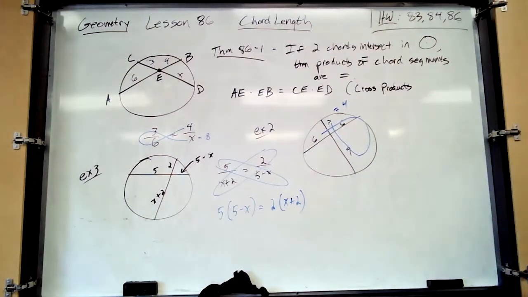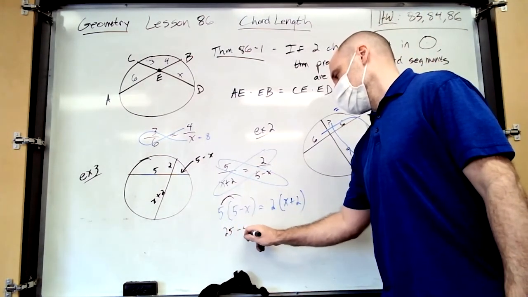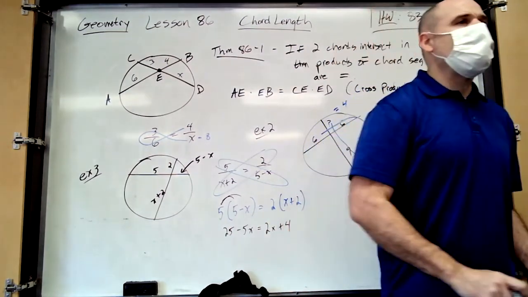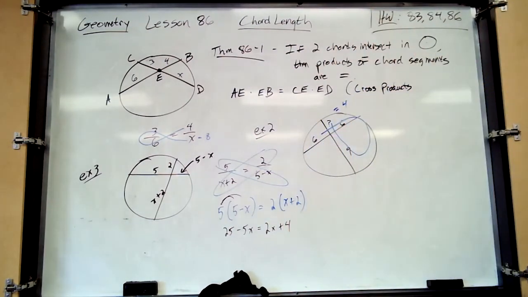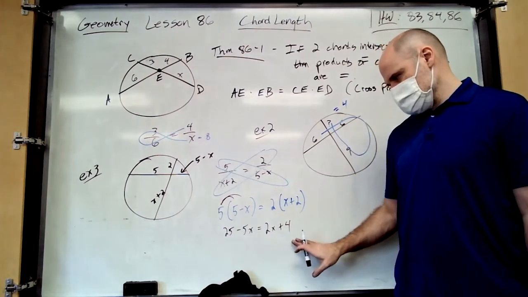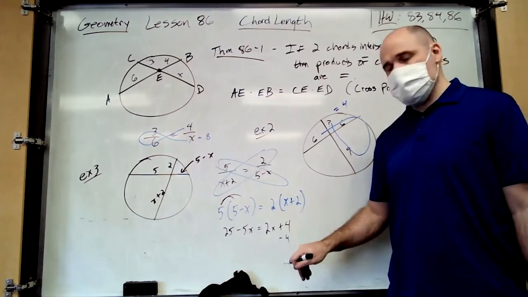Okay, that's where I am. Then you distribute. So now I distribute. 5 times 5 is 25, minus 5x. Okay, now what? You get common factors, so you could get rid of the 4 by subtracting 4 from the 25. We could do it that way.